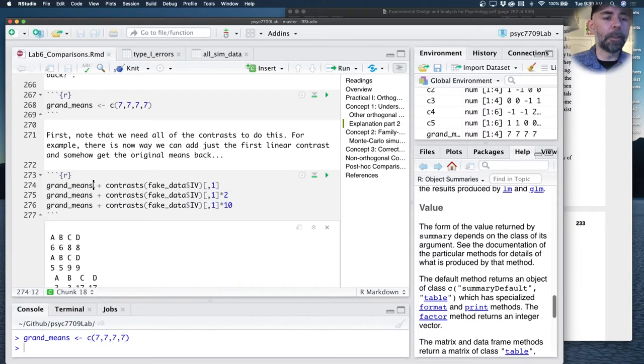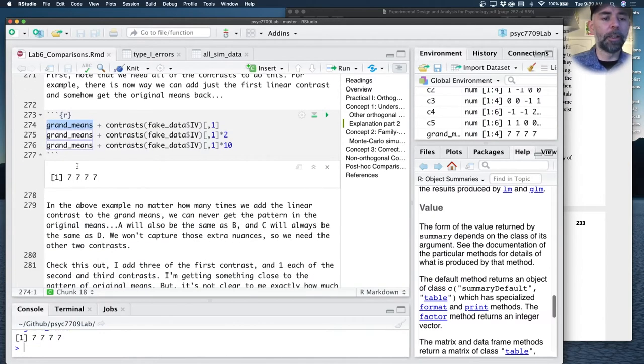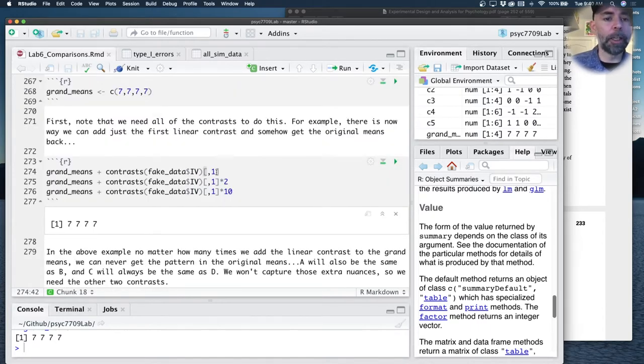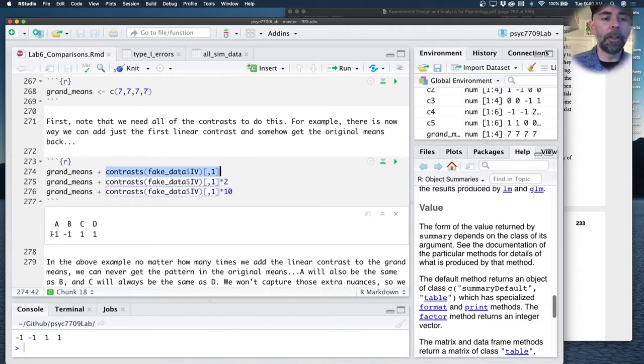So if we took our grand means here and just looked at them, let's do the process of adding one linear contrast to these means, to the grand mean. Now I've gone and taken the first column. So let's just look at that real quick. Here it is. This is the linear contrast, negative one, negative one, one, and one. So when I'm talking about adding this to the grand means, I'm just literally talking about doing this. So we're gonna take all those sevens, add this pattern, and then we get two sixes and two eights because the first two ones went down and the second two ones went up.